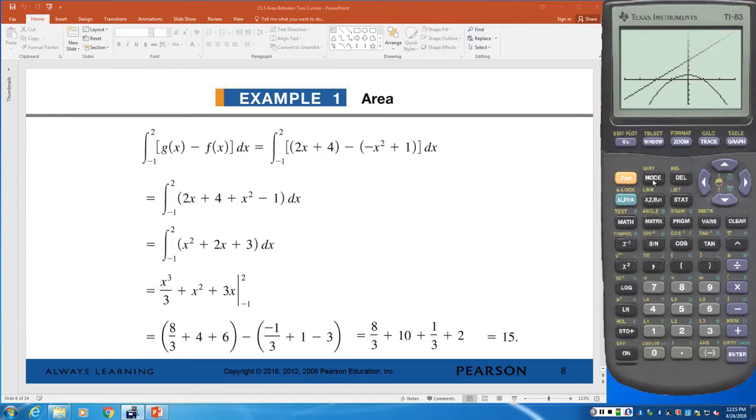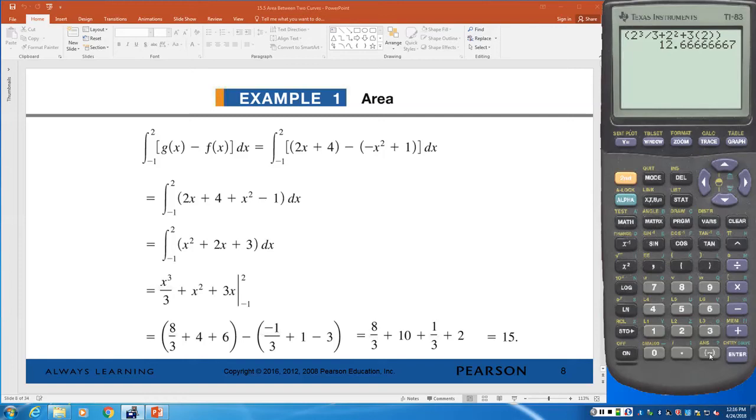And of course you can do that on your calculator, doing the arithmetic by hand. If you're plugging in x to the third, to start with, we're going to use 2. So 2 to the third power divided by 3 plus 2 squared plus 3 times 2, and there's our first integral. So that's a total of 12 2/3.